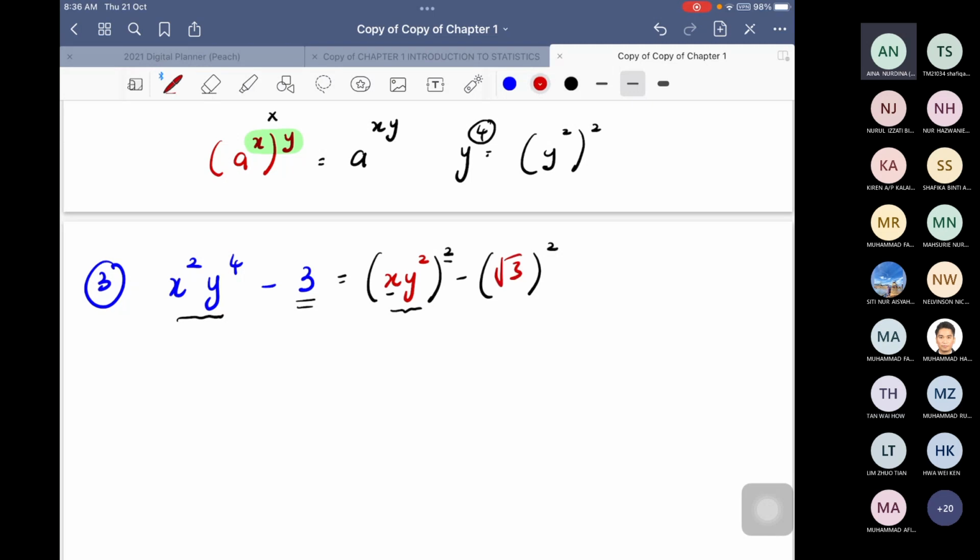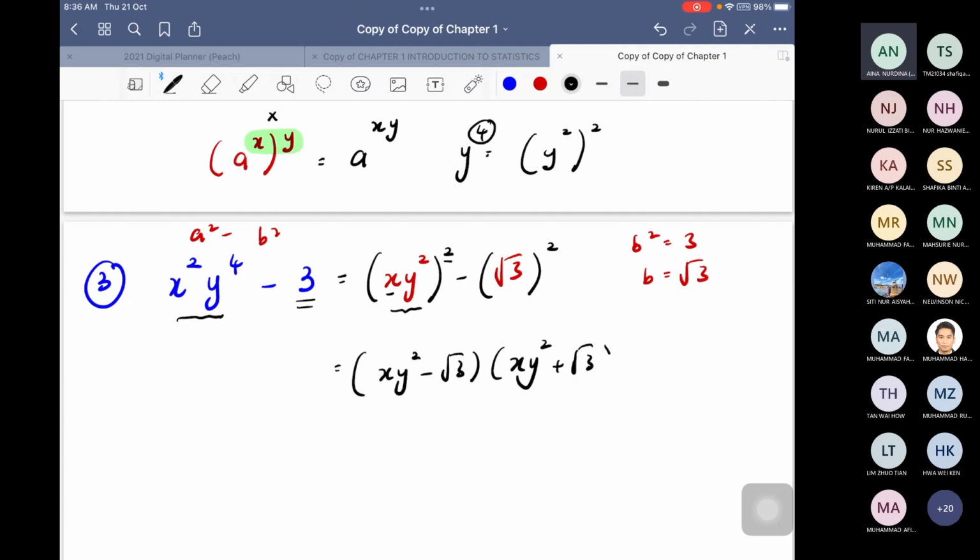Because according to the rule, this is actually A square minus B square. So B square is equivalent to 3. So B is equal to square root of 3. So now that we know the values of A and B, straight away we can do the factorization. So A minus B is XY square minus square root 3. So the other factor is going to be XY square plus square root of 3. So that is going to be our factorization.